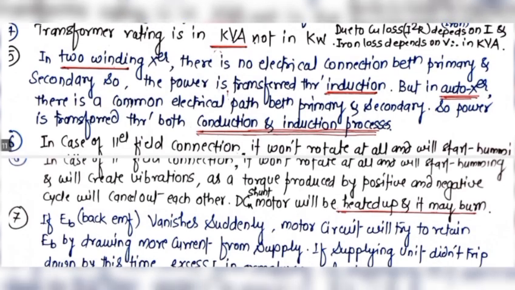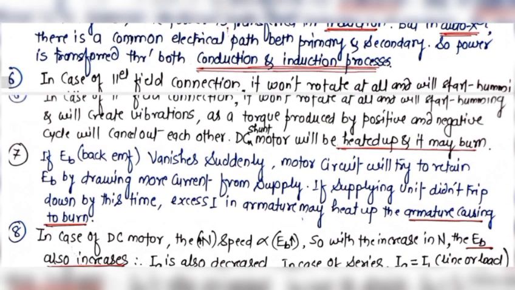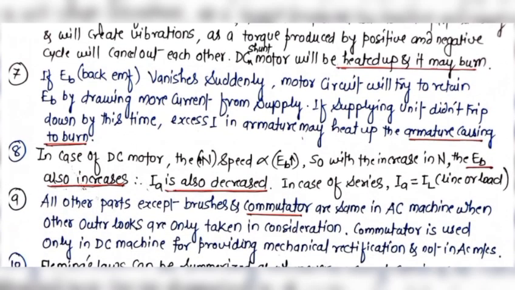In case of parallel field connection, it won't rotate at all and will start humming and create vibration, as the torque produced by the positive and negative cycle will cancel out each other. The DC shunt motor will be heated up and it may burn.